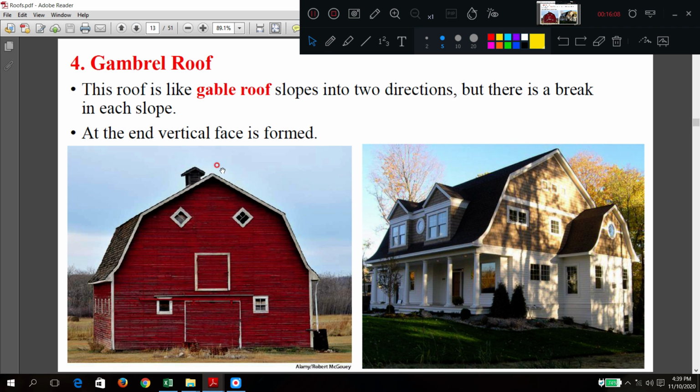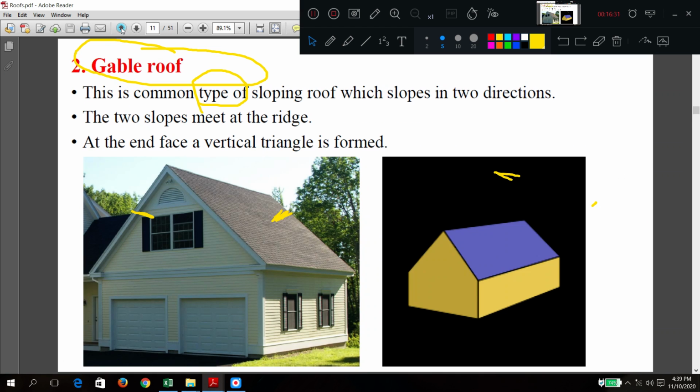Gambrel. Gambrel means what? There are two slopes. The slopes are in two directions, but there is a break. Can you see this break? Here there is one break, here there is another break. Like this. This is called gambrel roof. If you see this diagram, gable, two slopes. If you break this one here, gable will become gambrel. Simple, no?